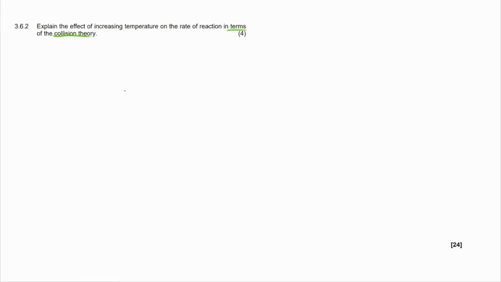So we need to ask ourselves what happens when temperature is increased. We're going to address that first. I'm going to write in shorthand here. When the temperature is increased, the particles have more kinetic energy. Remember you're going to write in full words, full sentences. The particles have increased kinetic energy. So two things happen here.